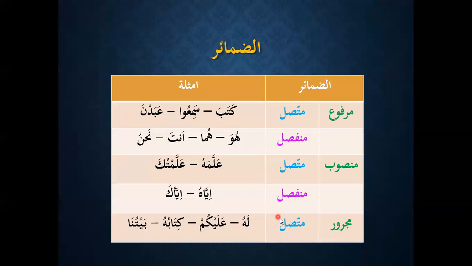Majroor muttasil. So we said majroor muttasil is the only one applicable, not munfasil. There's no majroor munfasil dhamir in Arabic. So lahu, for him. La is a harf. Hu is the attached pronoun. And why is it majroor? Because la is harf jar. Harf jar gives you preposition, which gives you majroor state. So mahallan majroor.